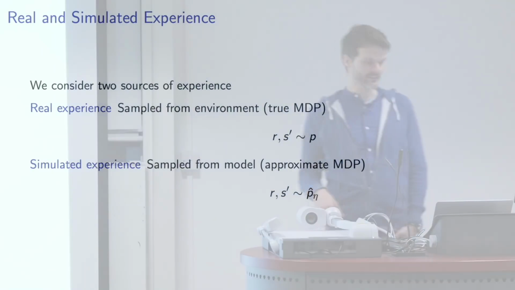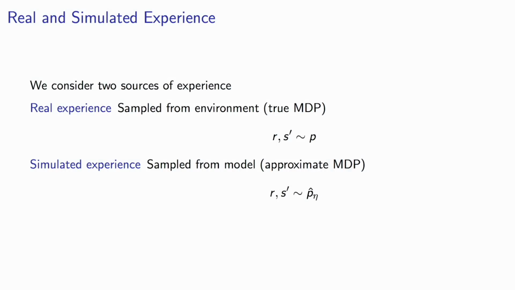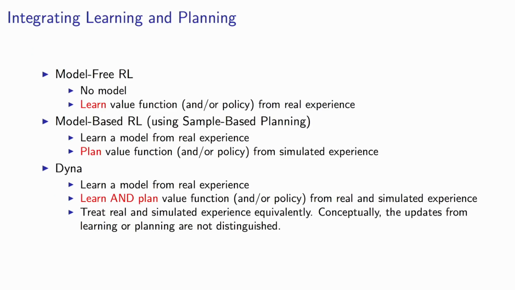And in order to do that, we need to consider both of these sources of experience. So one source of experience is the standard thing. We have the true MDP. We sample our rewards and our next state somehow from this true MDP by just taking actions in the real world. And then we have the experience sampled from the model, where we also sample a reward and the next state, but now we do this from a parametric model. And then the model-free approach just learns from the first one, the model-based approach just learns from the second one. And now the maybe obvious thing to do is do both.